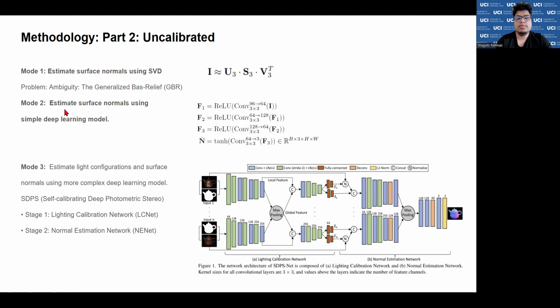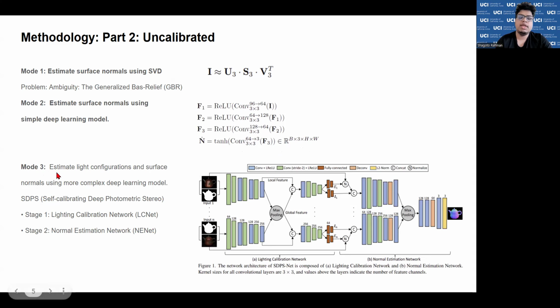And for method 2, I have estimated the surface normal using a simple deep learning model, where the first three layers are convolutional, with input and output channels from 96 to 64. The second one is 64 to 120. The third one is 120 to 64. And the last one is from 64 to 3, with activations ReLU, ReLU, ReLU, and the last one is the tanh activation. So from the last layer, I can get the normals.